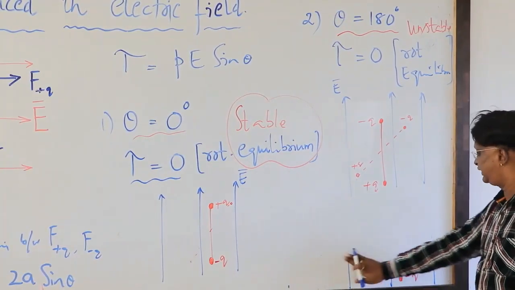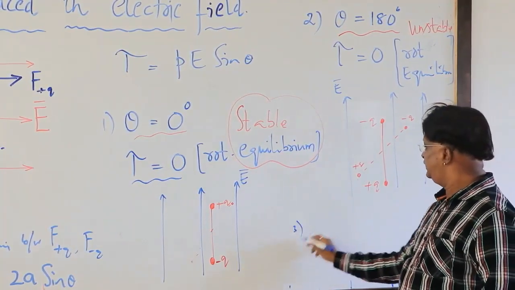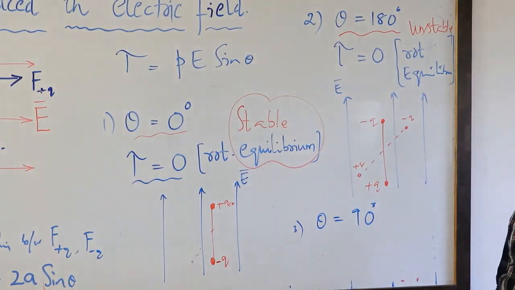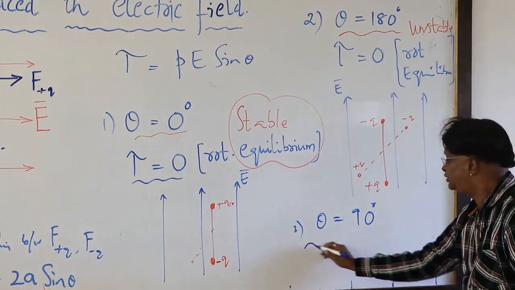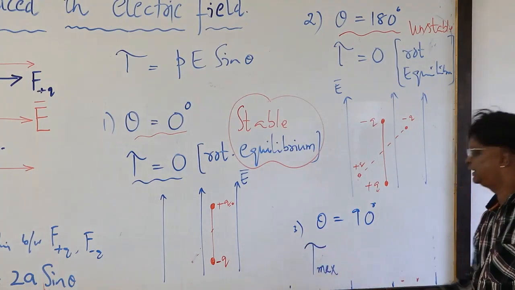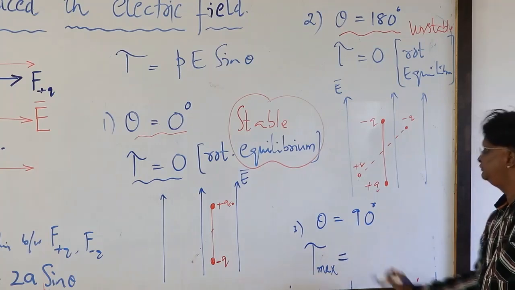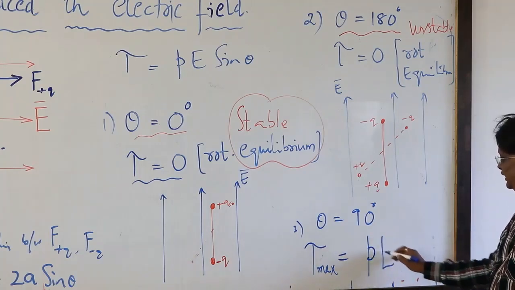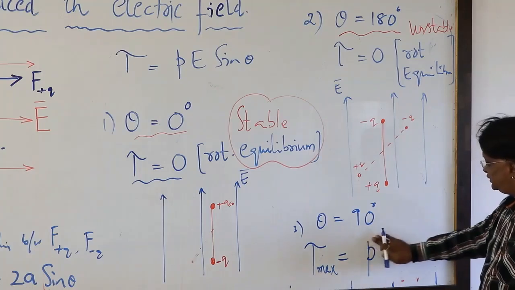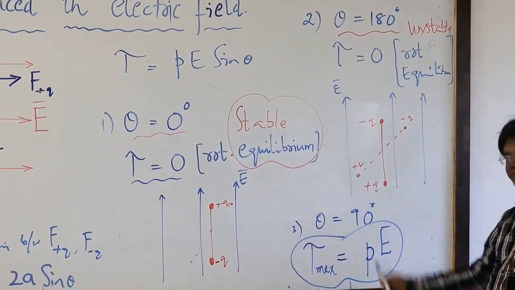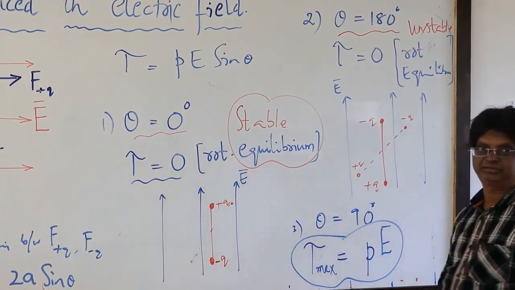Now you see what is that case 3 that you can talk. The case 3 is theta is equal to 90 degrees. Then torque becomes maximum, tau becomes maximum. Why? Because sin theta happens to be 1. Now don't argue with me what about 270, it is the same case, right? Odd multiples of 90. Tau maximum is equal to P times E. P for dipole moment. So tau maximum is equal to PE for theta is equal to 90 degree position.